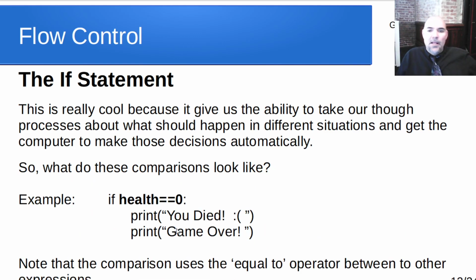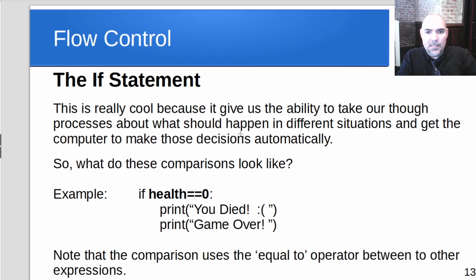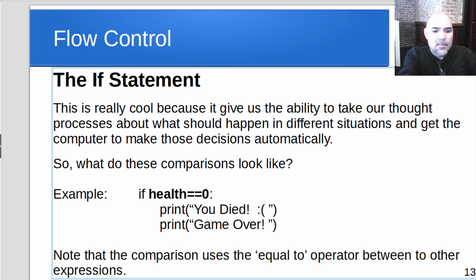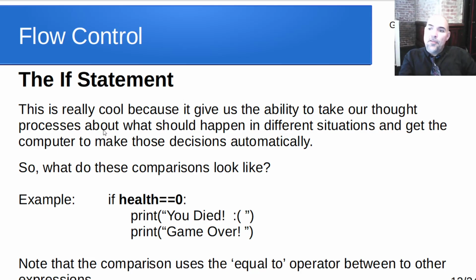But the cool part about that is it gives us the ability to take our thought processes about what should happen in different situations, and we can get the computer to do those automatically for us. There's a little mistake there. Let me fix that. So to me, that's pretty magical because you can say, here's what my thought process is, I'm going to take that out of my brain and put it in the computer, and it's going to do the thinking for me. All right, so let's look at what the comparisons might look like that are in there.